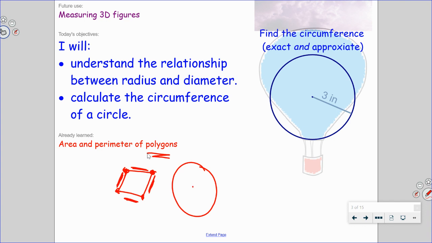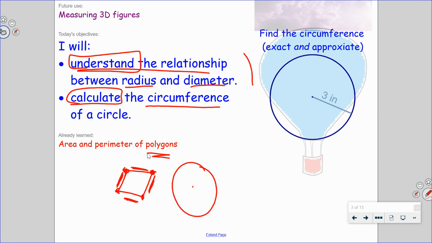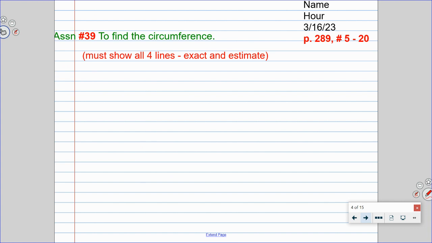So, twofold objective today. Number one is understand the relationship between radius and diameter. That's more of a conceptual understanding, although if you're given one, you should be able to find the other. And number two, calculate the circumference. Eventually, we're going to move from two-dimensional figures into three-dimensional figures, but for now, let's focus on two-dimension.